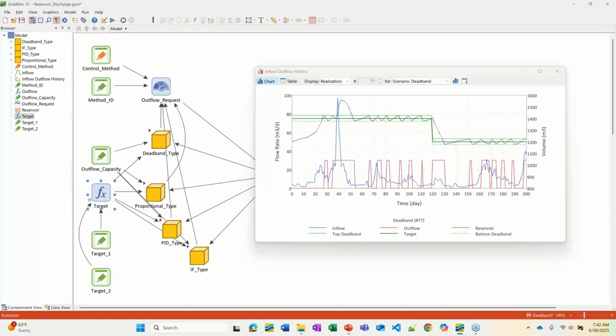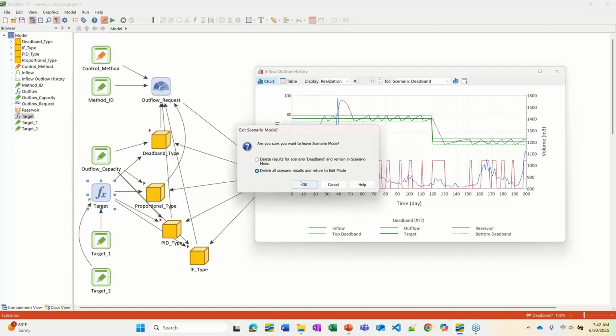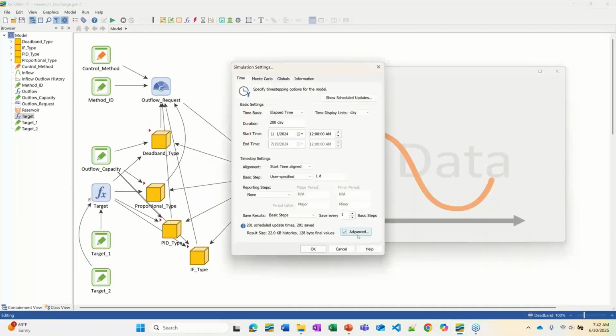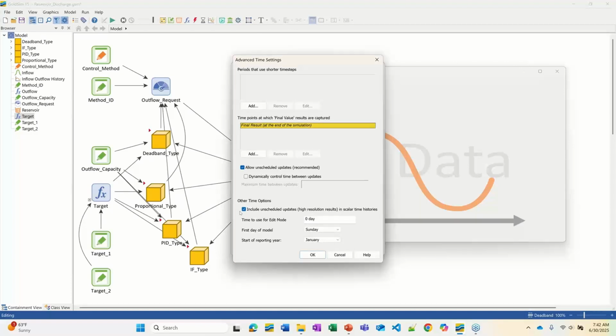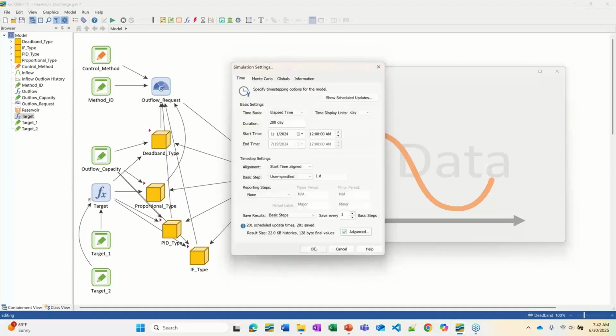The deadband is depicted with these lines, and what we should see is that GoldSim will insert a time step at exactly the moment it hits that line, and this operates the same way as when you hit an upper bound and a lower bound in a reservoir. There's a time step inserted, and it happens at exactly the moment that that bound is hit by its value, by the process variable in this case. So what I want to do now is go to the simulation settings, go to the advanced, and make sure that we say include unscheduled high resolution results in time histories.